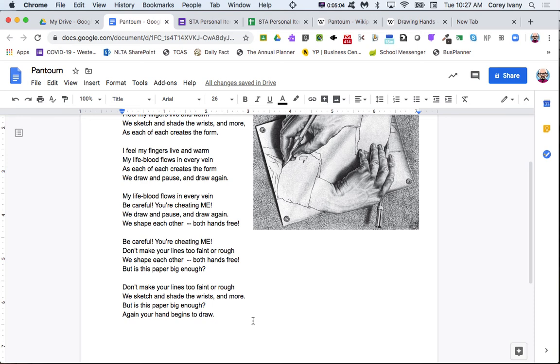Don't make your lines too faint or rough. We sketch and shade the wrists and more, but is this paper big enough? Again, your hands begin to draw.